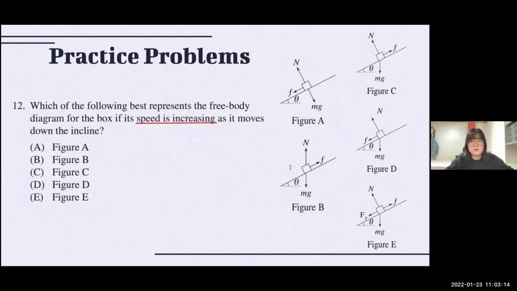Question 12 says, which of the following best represents the free body diagram for the box if its speed is increasing as it moves down the incline? Since the speed is increasing, there exists acceleration to change velocity, meaning there exists net force. We said that figure C is a free body diagram of a box at rest from the previous question. Then to make net force not equal to 0, all we have to do is add one more force acting on the box, which is choice E.